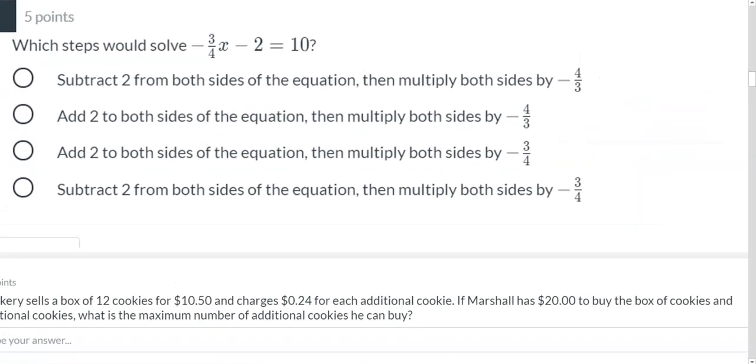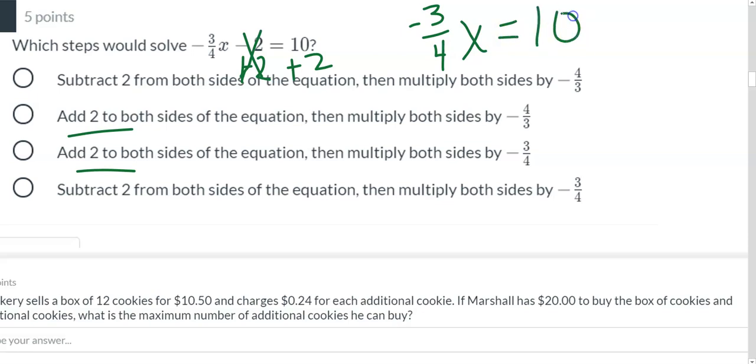All right, now this one was probably one of the most missed questions. It asked for the 2 steps that I would use to solve this equation. Now I've got to get rid of negative 2 by adding 2 to both sides. Okay, so obviously add 2 to both sides. We see that here, we see that here, so I can narrow it down to 2 choices right off the bat. But the question becomes, once I get rid of this 2, I'm left with negative 3/4 x equals 10.